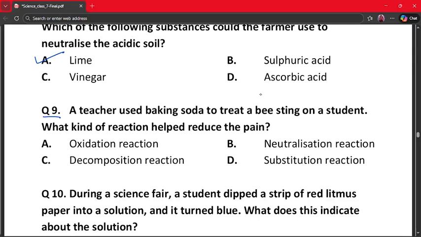Decomposition reaction, and D. Substitution reaction. The correct answer is neutralization reaction. So bee sting is acidic and baking soda is basic. When they react, acid and base cancel each other. This is called neutralization. That is why the pain reduces, and our correct answer is option B.